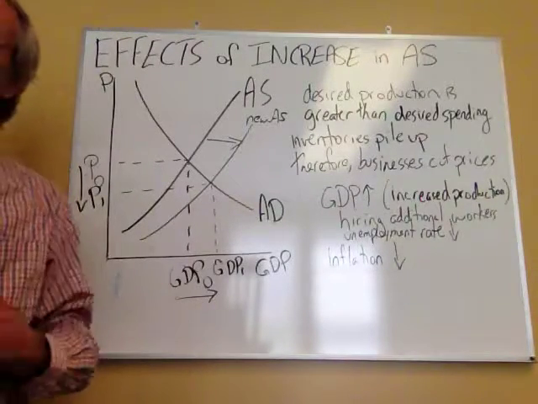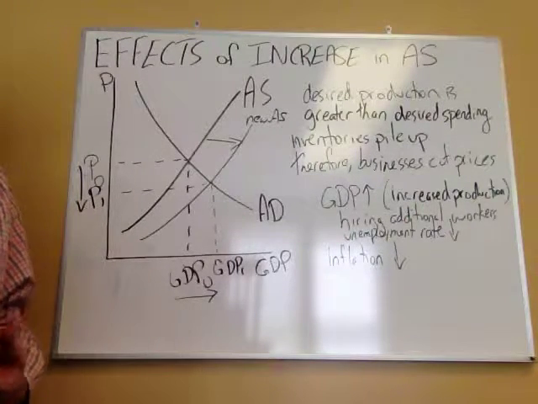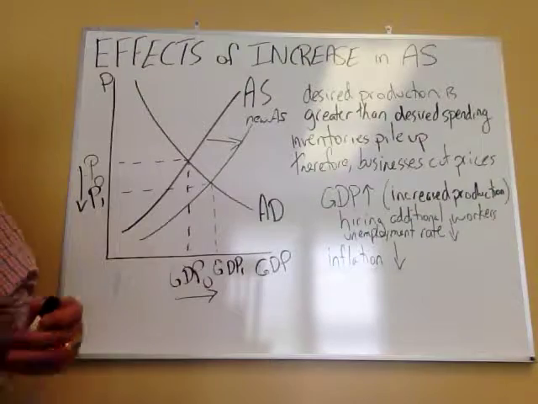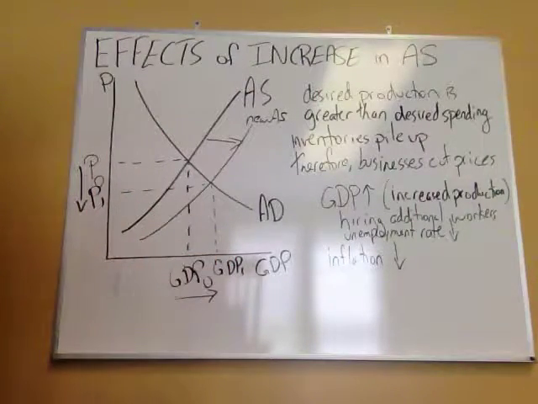You should be able to work out for yourself what would happen if we had a decrease in aggregate supply. What sorts of things would happen, and what would the result be in terms of GDP, unemployment, and inflation?